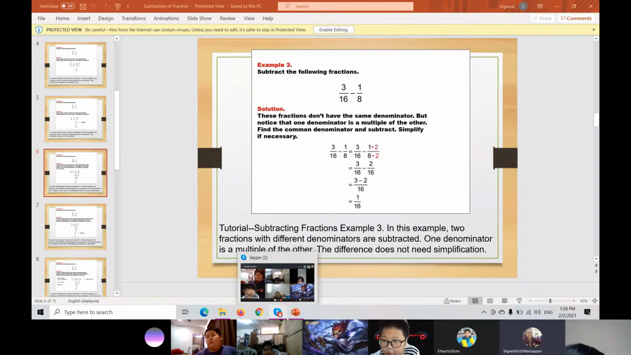16 times 8, 3 times 8. No. Hello. One denominator is 16. The other denominator is 8. Teacher said we can make it equal, what? How to make it? Then 8, you multiply with 2, what? 2. Okay. Correct or not? 3/16, you no need to disturb that one. Because 8 you can multiply with 2, you will get 16, what? And then 1 also you can multiply with 2, what? So it's 2/16.